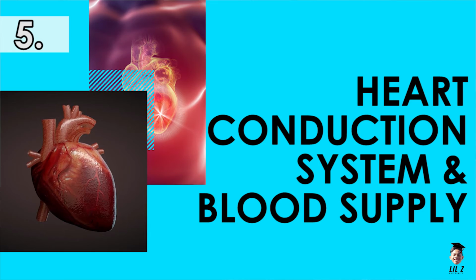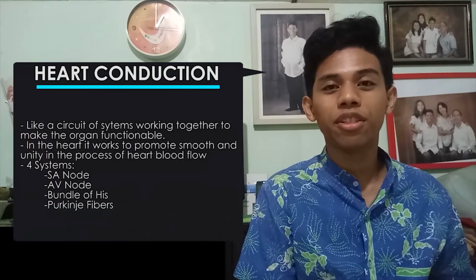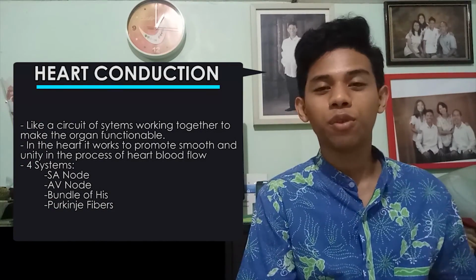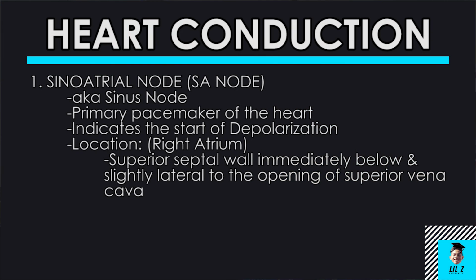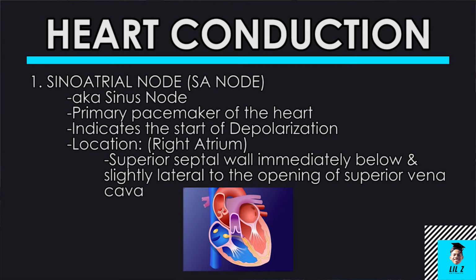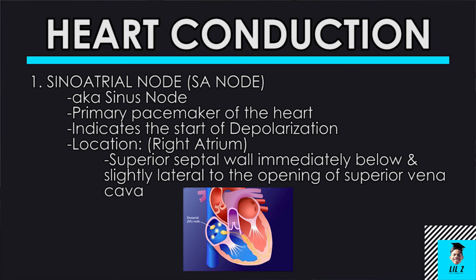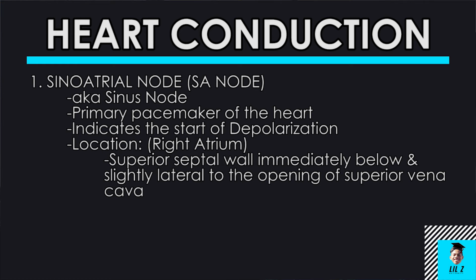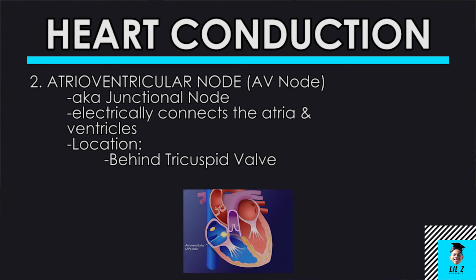And number 5, heart conduction system and the blood supply. The conducting system is like a series of electrical circuits that work together in order for the organ to function. For the heart, we have 4 parts. First is the sinoatrial node, also known as the sinus node, which is the primary pacemaker of the heart, located at the right atrium, specifically the superior septal wall immediately below and slightly lateral to the opening of the superior vena cava. Second is the atrioventricular node, or the junctional node, which is located behind the tricuspid valve.